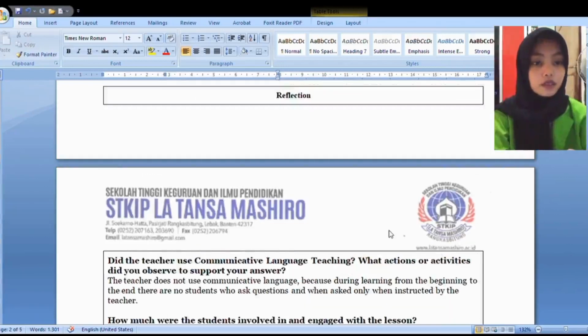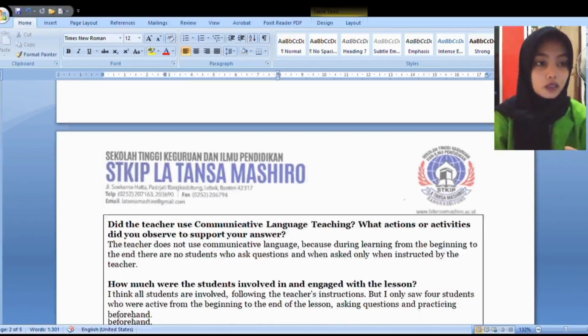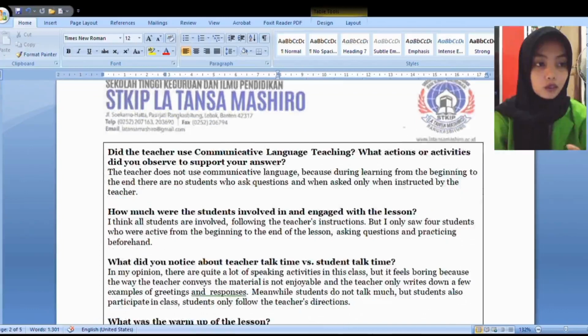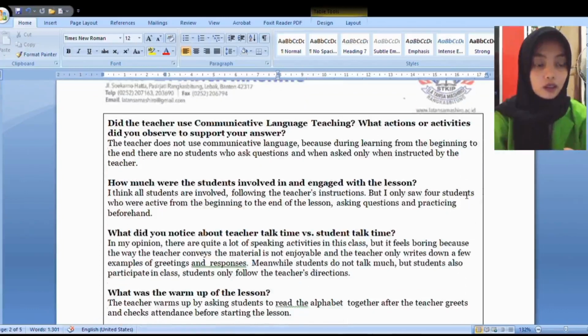Reflection. Did the teacher use communicative language teaching? What action or activities did you observe to support your answer? By reflection, the teacher does not use communicative language teaching because during learning from the beginning to the end, there are students who ask questions, and only when instructed by the teacher.